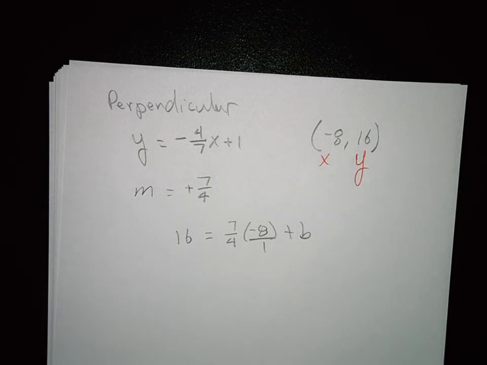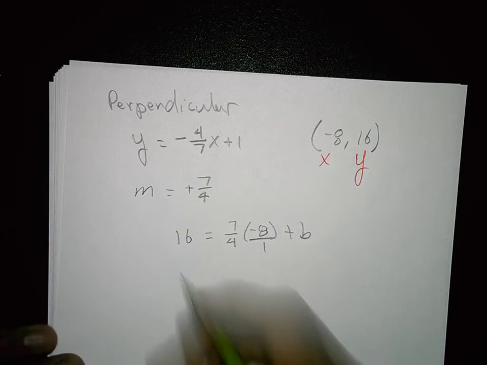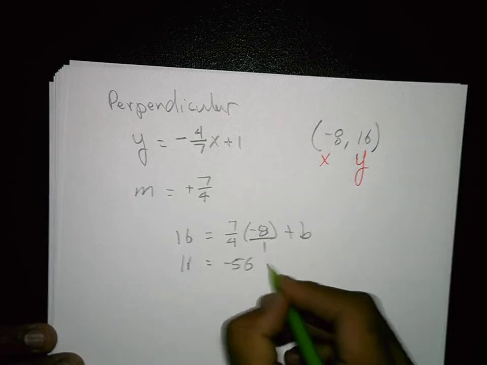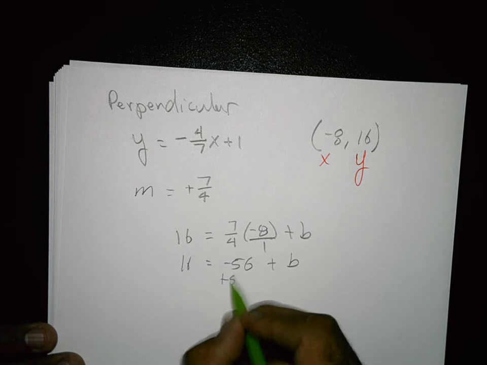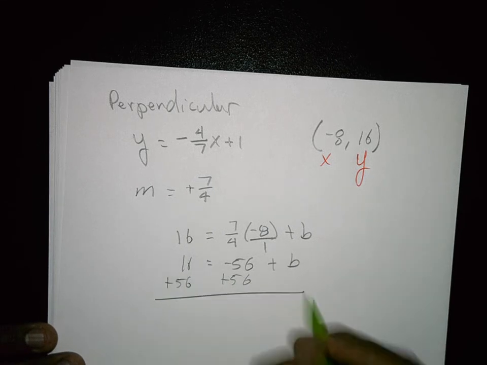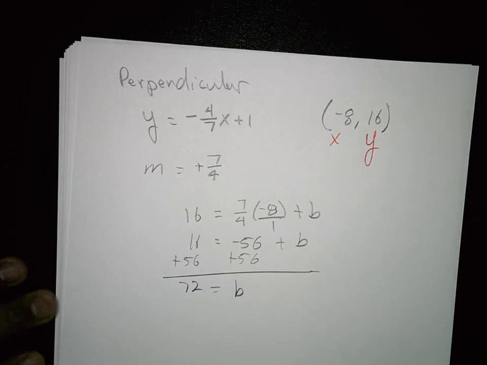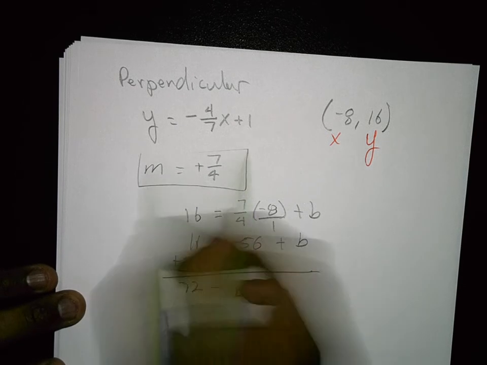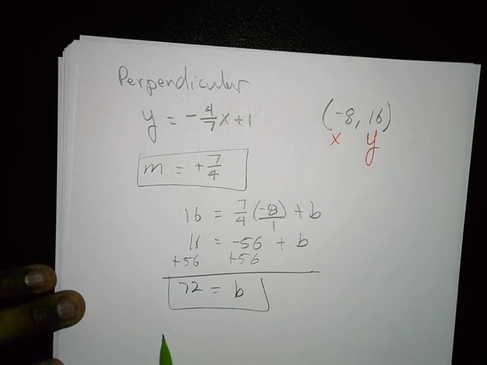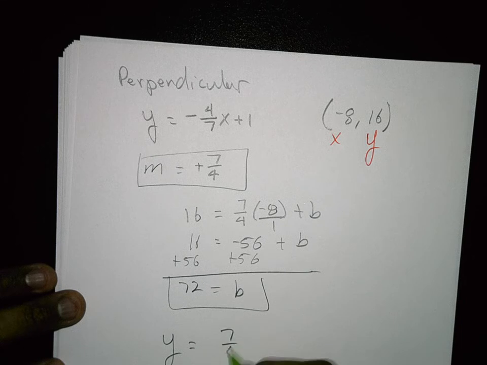Okay. And then I will go ahead and multiply those two together, and I get -56 plus b. Add 56 to both sides. Right? Okay. And then this is going to be my b value. So I get 72 equals b. So now I'll go back and write my linear equation now that I have what I need. So this is the slope that I'm going to use, and this is the b that I'm going to use. So it's going to be y equals 7/4 x plus 72.